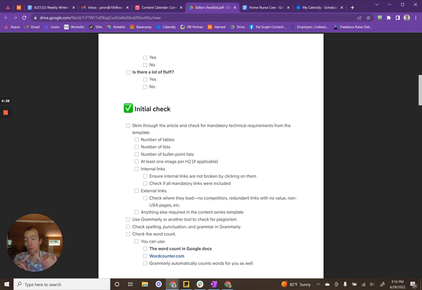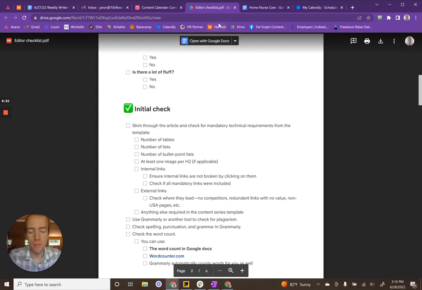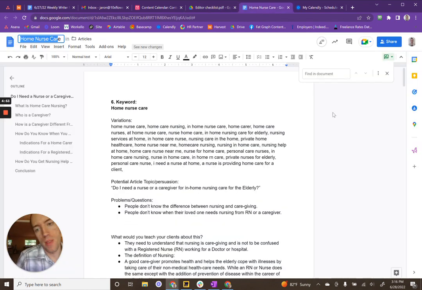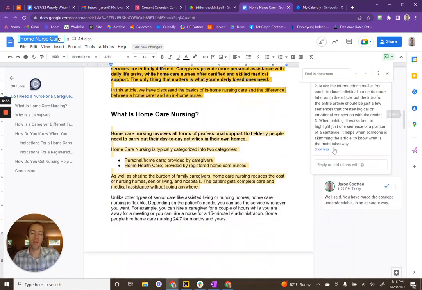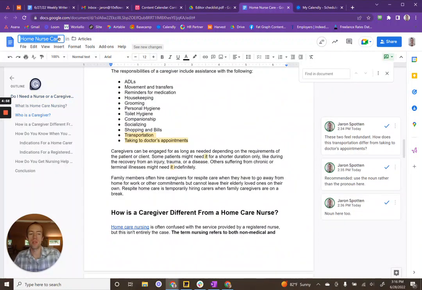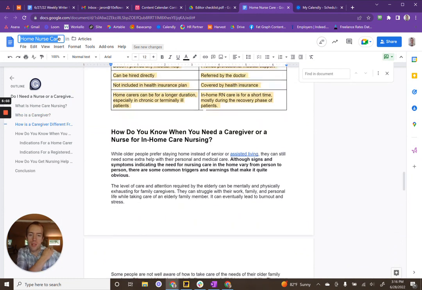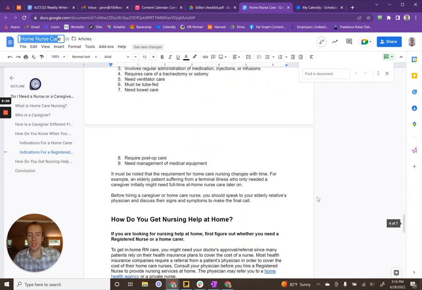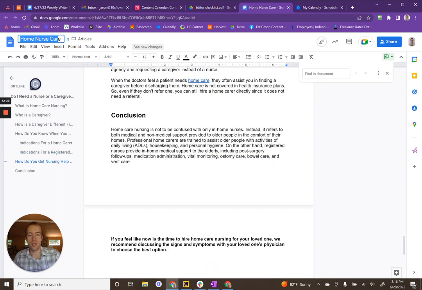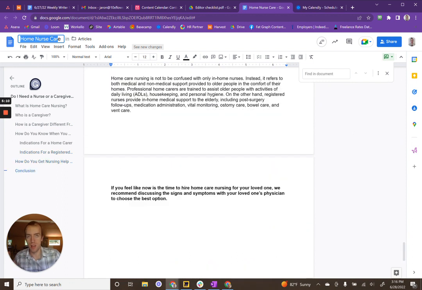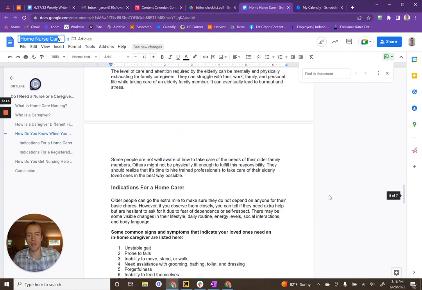Do they have the right number of words? Do they have the right number of tables, lists and bullet points? And do they meet our required number of H2s? That's the first step. I've gone through, and this writer has written enough. They have the word count. They've got numbered and bulleted lists. We need at least 5 H2s, and they have all 5.